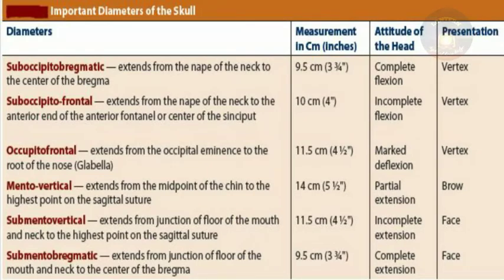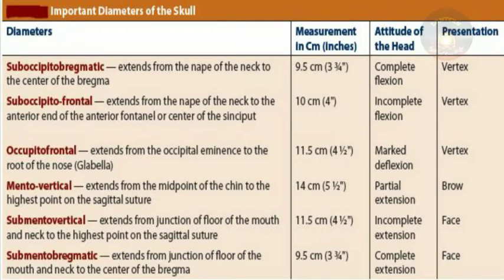Suboccipitofrontal, the next diameter, extends from the nape of the neck to the anterior end of the anterior fontanelle or center of the sinciput, and the measurement is 10 centimeter. Incomplete flexion is the attitude. Then occipitofrontal extends from the occipital eminence to the root of the nose or glabella, that is 11.5 centimeter, and the attitude is marked deflection.